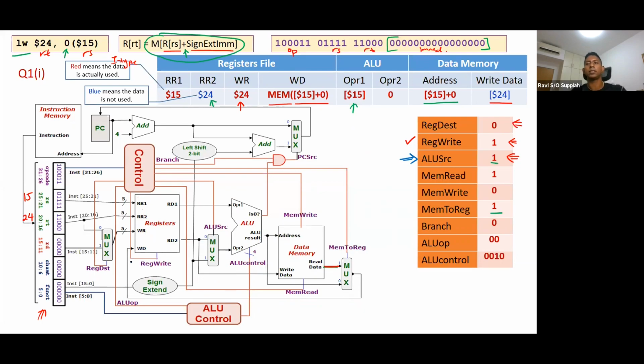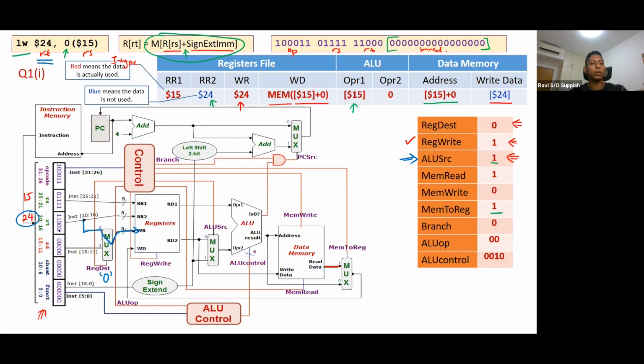So the register destination here is set to 0. That means I'm selecting the line at top. And what is the line on top? The line on top is having this information that is 24. And what is 24? For this instruction, 24 is referring to the register that I want to write back to. And the register I want to write back to is in the RT bits location.